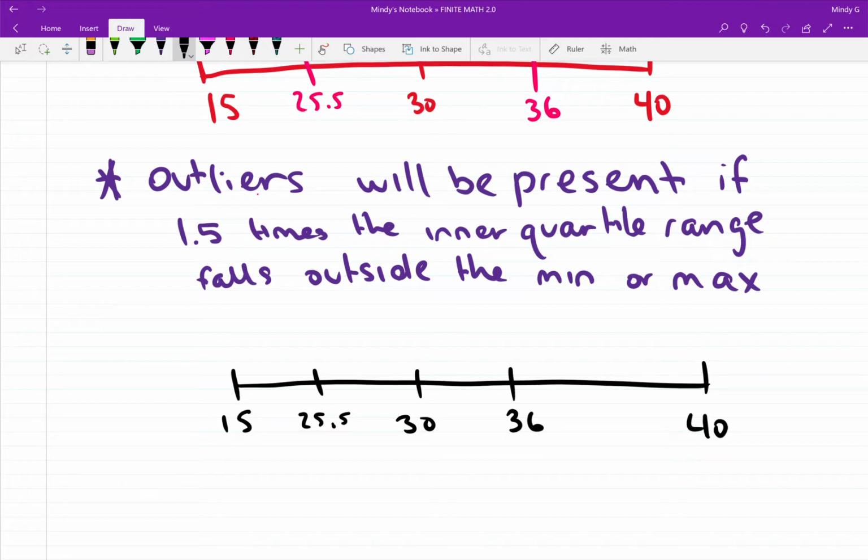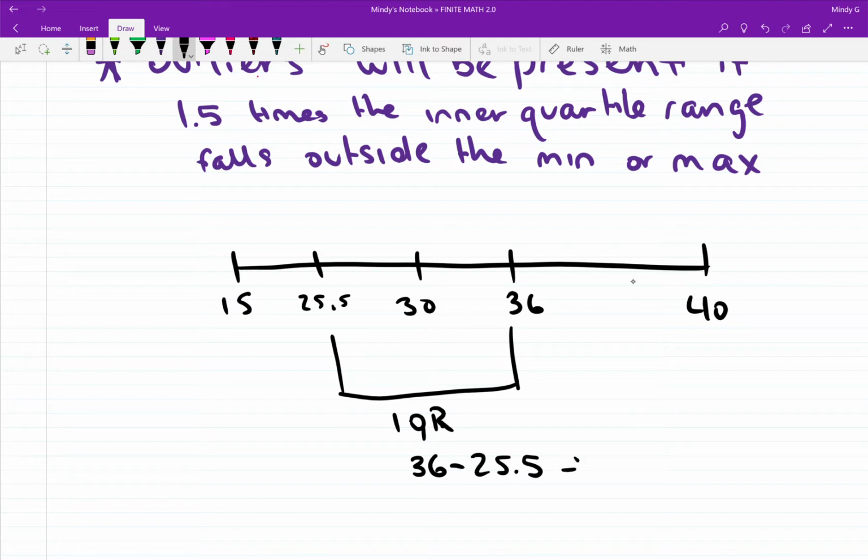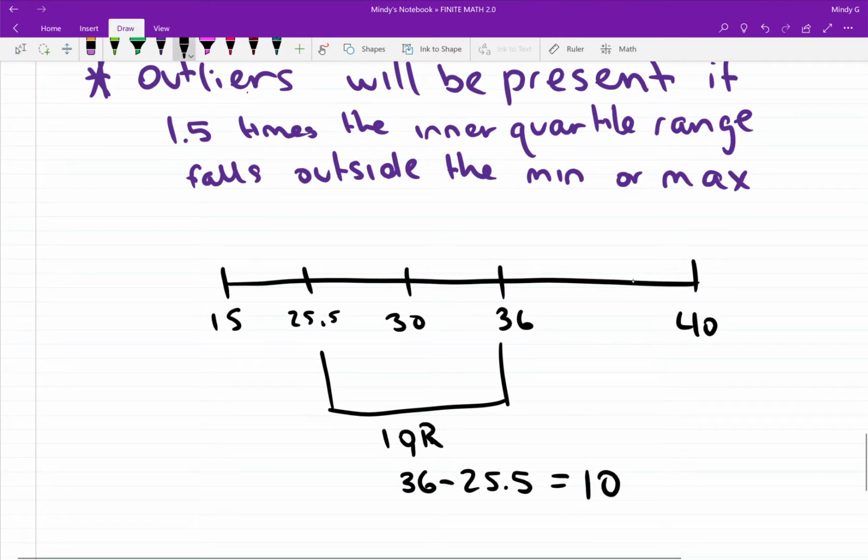The interquartile range, IQR, is 36 minus 25.5, which is what? 10.5? It might be. I didn't use a calculator. Yeah, the 0.5 threw me off. I have 10.5 in my notebook. Since this is my third semester and nobody corrected me, then we'll go with it, right?